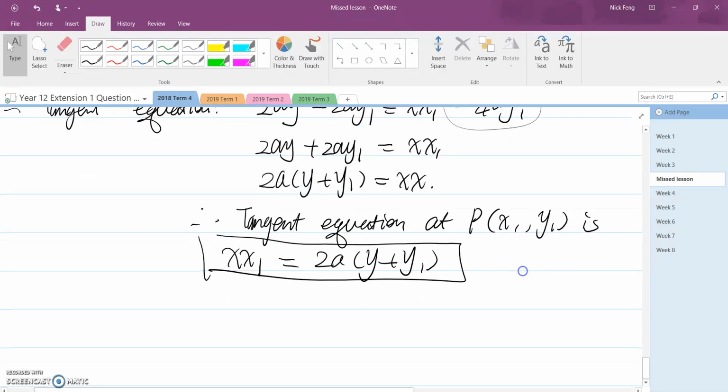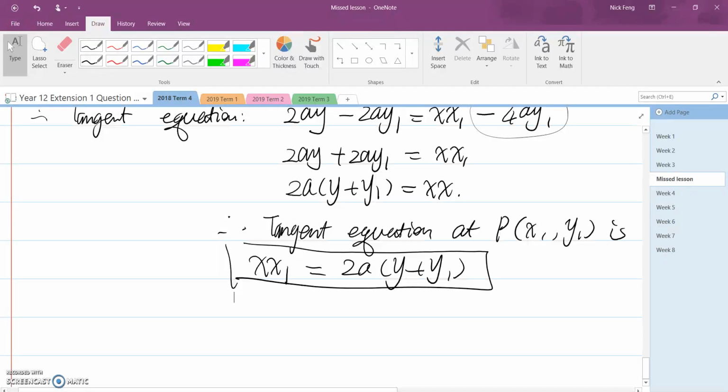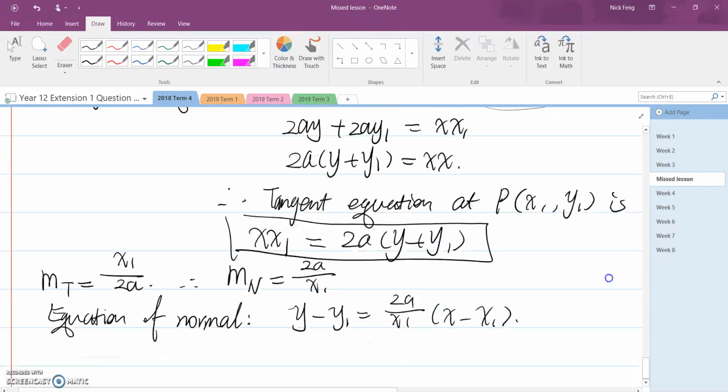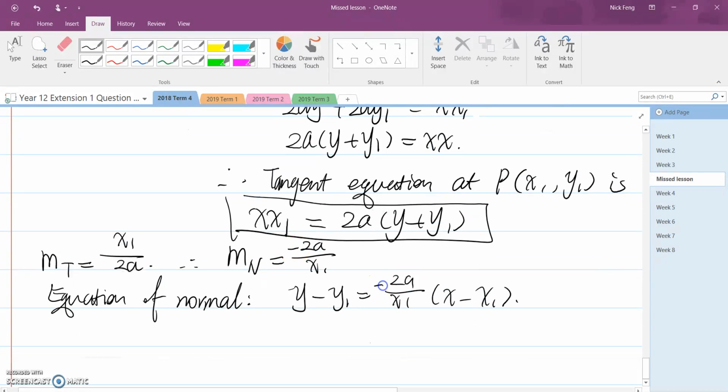Okay, we also need to derive the Cartesian equation for the normal. In this case, there's no trick, easy. So again, since the gradient of the tangent is x1 on 2a, the gradient of the normal would be negative 2a over x1. So the equation of the normal is y minus y1 equals negative 2a on x1, x minus x1. Simple. My bad, I forgot the negative.